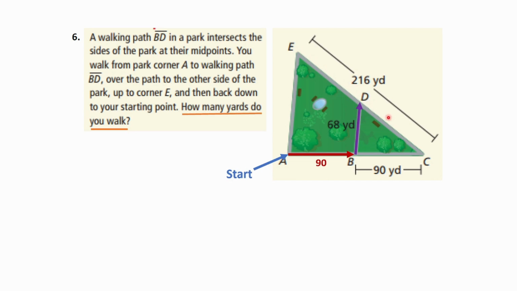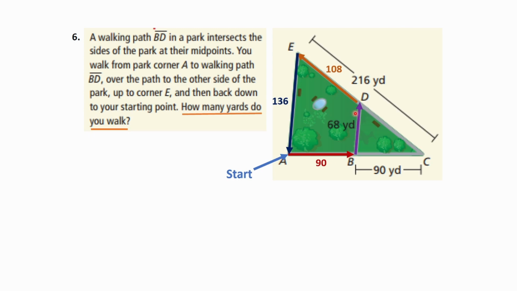If this segment from E to C is 216 yards, well, again, D is the midpoint, so this should be half as long. So that should be 108 yards along here. And then it says you're going to walk back down from E to A, back to where you had begun. And how I got this 136 is, well, if B to D is 68 yards, again, that's going to be half as many as this third side here. So if I double 68, 60 plus 60 is 120, 8 plus 8 is 16, so I get 136 here.